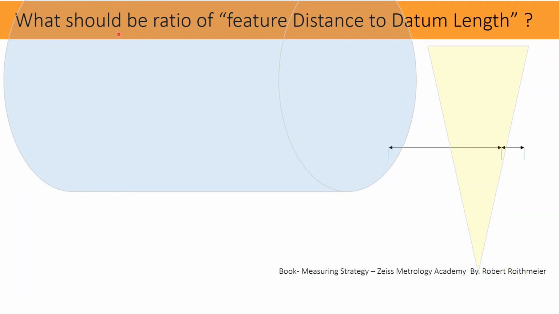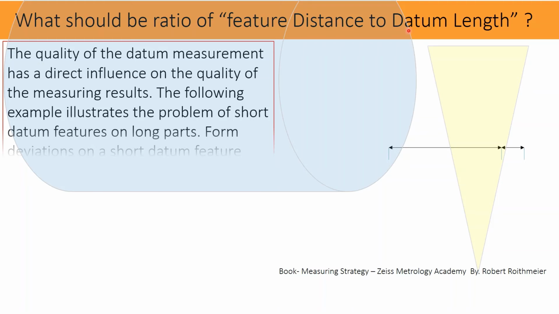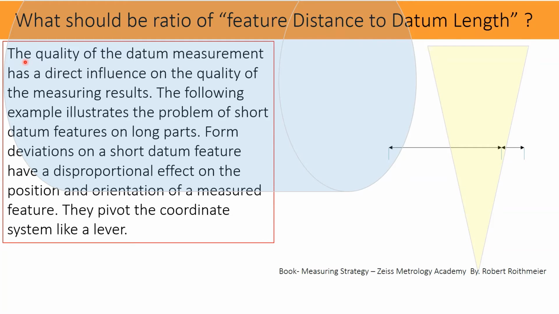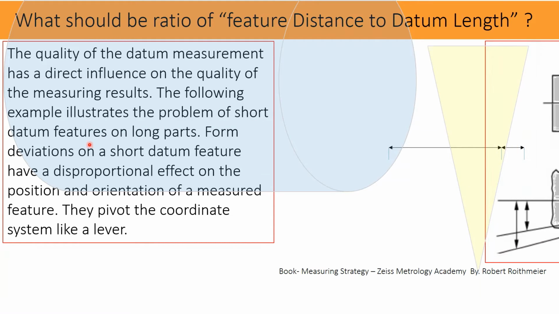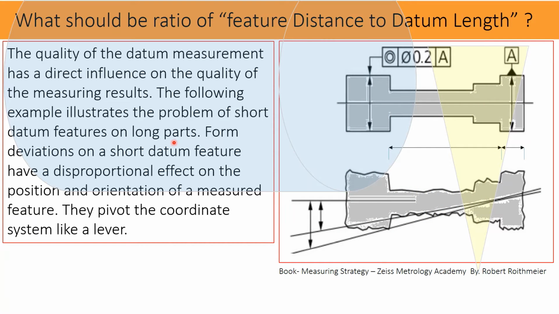What should be the ratio of feature distance to datum length? Author Mr. Robert writes in his book Measuring Strategy that the quality of the datum measurement has a direct influence on the quality of the measuring results. The following example illustrates the problem of short datum features on a long part. Form deviations on a short datum feature have a disproportional effect on the position and orientation of a measured feature. They pivot the coordinate system like a lever.